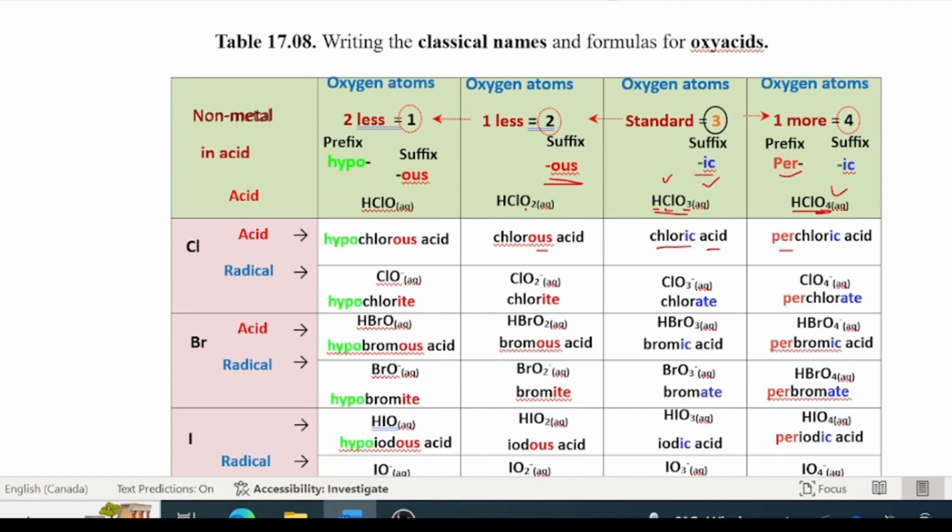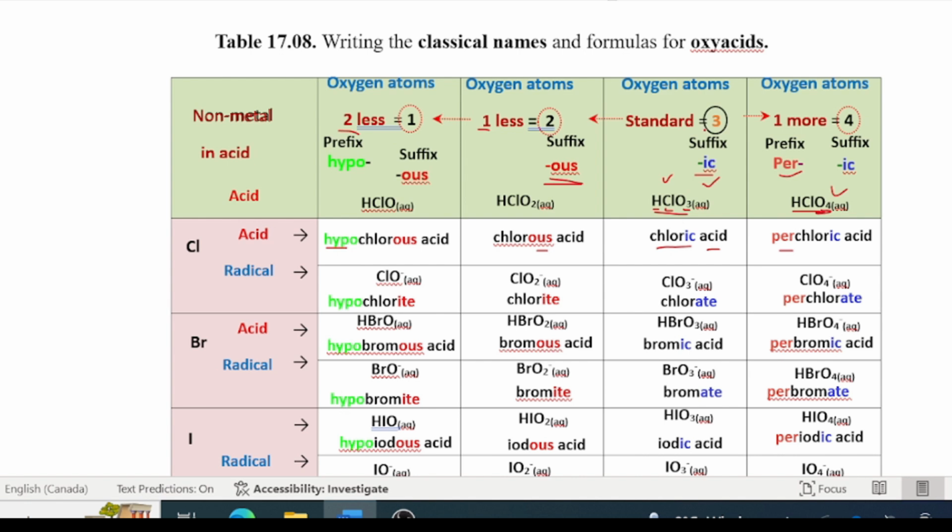If it has even 1 less than that, so it has 2 less oxygen than the standard. This has 1 less oxygen than the standard. That has 2 less oxygen. It is still chlorous acid, but 1 oxygen less than what this one was. We say what is beneath that is hypo. So one more time. Any acid that has 3 oxygen with it, I'm saying to you, there's some exception.